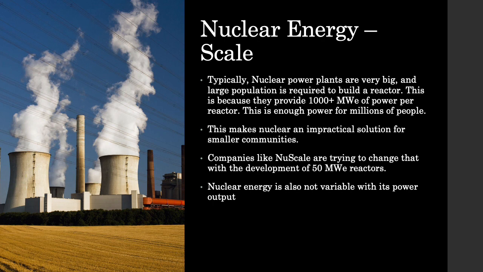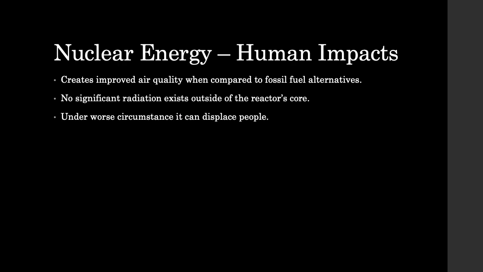Nuclear energy is also not a variable form of electricity. Once you start a reactor, it stays at 100%. You can't change it with the fluctuations in demand on a grid. The next slide is nuclear energy's human impacts. The human impacts of nuclear energy are improved air quality when compared to fossil fuel alternatives, and there's no significant radiation that exists outside the reactor's core. Under the worst circumstance, it could displace people and deliver radiation.